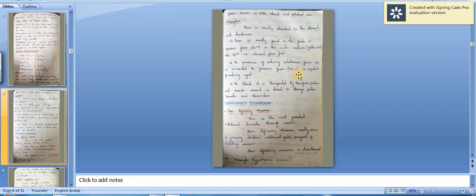This is the most prevalent nutritional disorder in the world. Iron deficiency anemia mostly occurs in growing children, adolescent girls, pregnant and lactating women. It is characterized as microcytic hypochromic anemia. In this condition, RBC count is reduced, cell size is small, and hemoglobin concentration is low, that is less than 12 grams per dl.